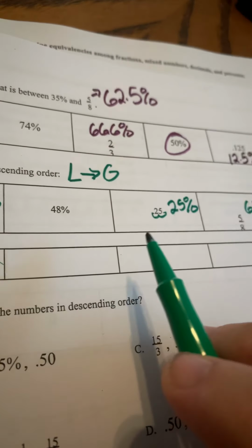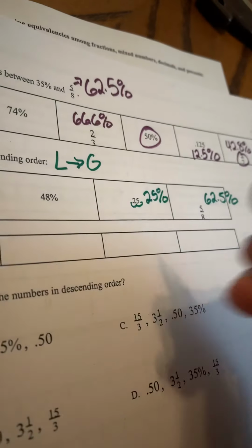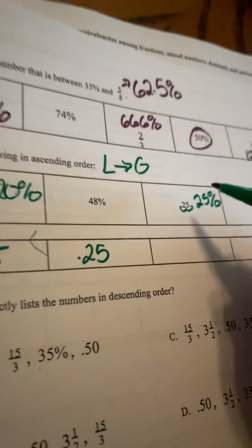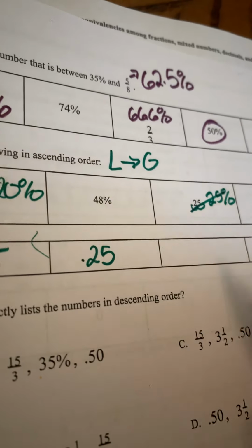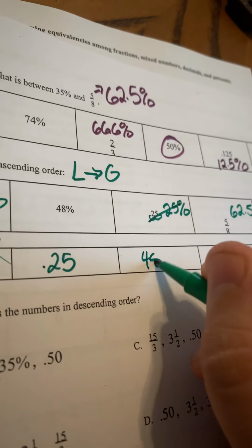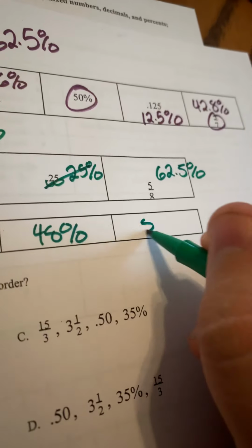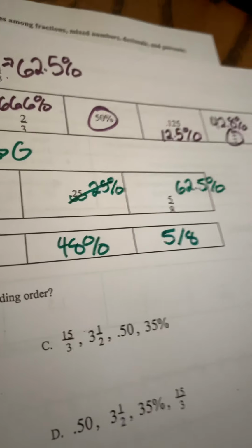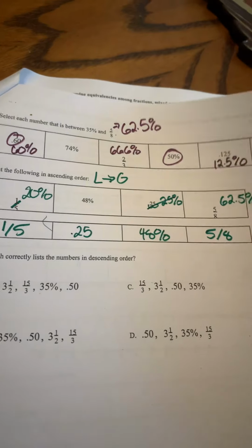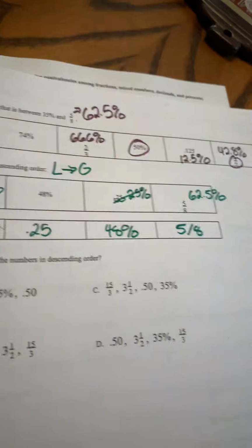So now we just got to ask ourselves, which number is the next smallest? 48, 25, or 62.5? 25% is next. So decimal 0.25. We're done. Which number is smaller, 48 or 62? 48 is. 48%. And that means 5/8 is last. So how are those in ascending order? 1/5, 0.25, 48%, and 5/8.